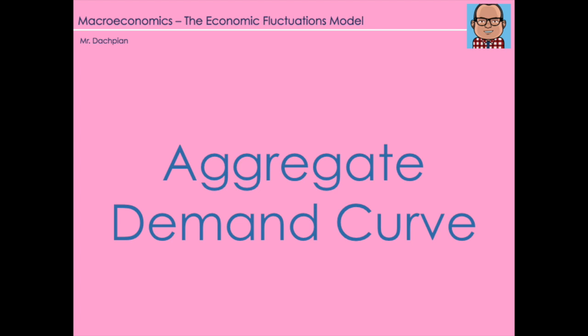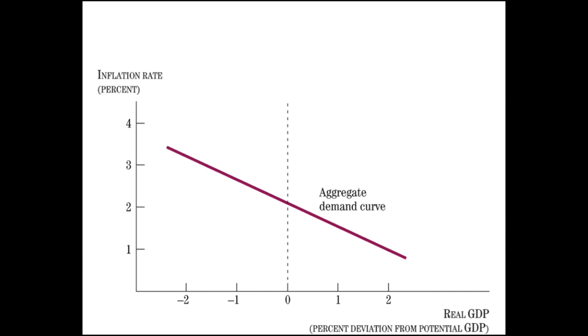Aggregate demand curve is a line showing a negative relationship between inflation and the aggregate quantity of goods and services demanded at that inflation rate. This figure shows an aggregate demand curve. Note that inflation is plotted on the y-axis, the vertical axis, while real GDP is measured by the x-axis, the horizontal axis.